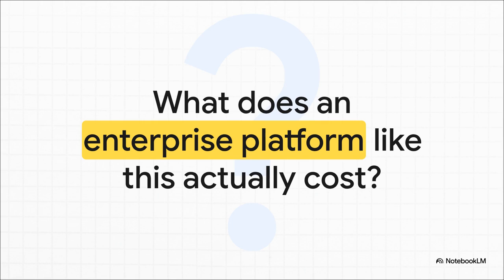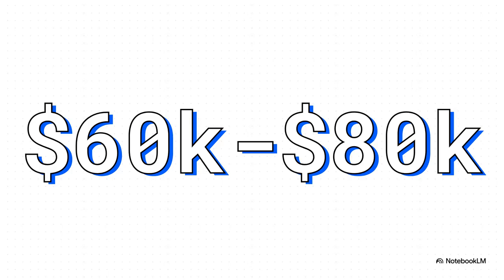But let's hit rewind for a second and talk about a huge piece of that planning phase, the investment. What does a platform like this really cost? First up, you've got the license for the software itself. Now, depending on the version and all the features you need, you're typically looking at an annual cost that starts somewhere in the range of $60,000 to $80,000.